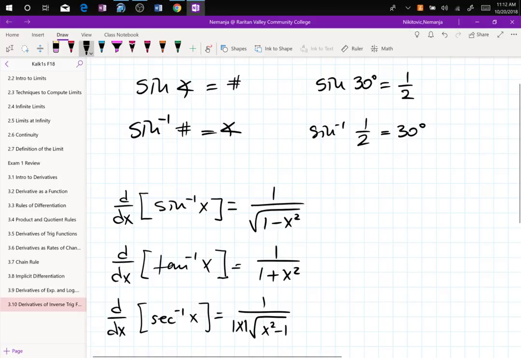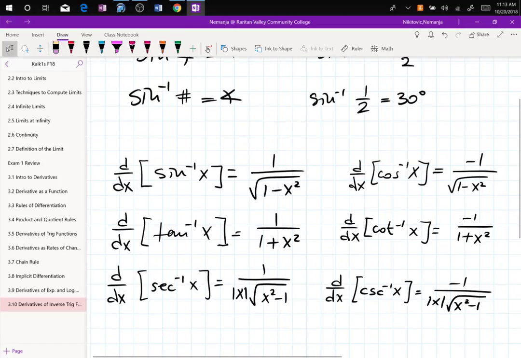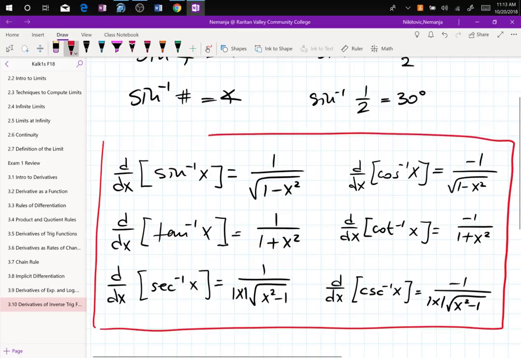And now we have the other 3. You know what's beautiful about the other 3? They're the same, you just put a minus sign in the numerator of each one. So, what's the derivative of cosine inverse? It's just going to be negative 1 over square root of 1 minus x squared. Same as sine, just put a minus there. The derivative of cotangent inverse of x is negative 1 over 1 plus x squared. And finally, the derivative of cosecant inverse of x is going to be negative 1 over absolute value of x times the square root of x squared minus 1. So these are your 6. Technically, learning the 3 on the left will immediately give you the 3 on the right, because they're only a minus sign apart.